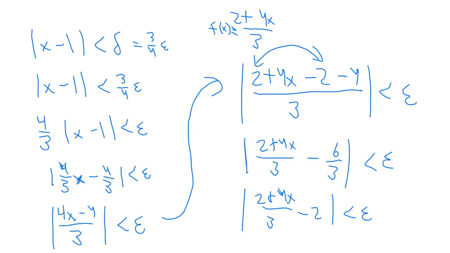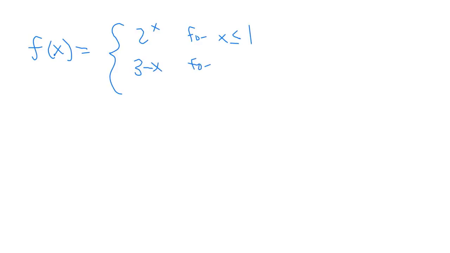So the next problem is finding continuity or discontinuity. And in the case of this problem, this is asking about discontinuity. And they give us an equation, f of x equals a piecewise function: 2 to the x for x is less than or equal to 1, and then 3 minus x for 1 is less than x is less than or equal to 4, and then square root of x for x is greater than 4.